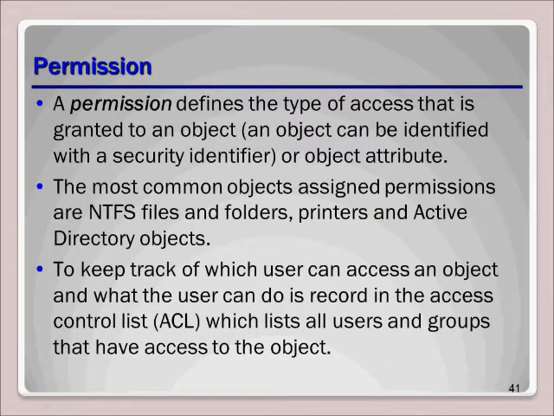A permission defines the type of access that is granted to an object. An object can be identified with a security identifier or object attribute. The most common objects assigned permissions are NTFS files and folders, printers, and Active Directory objects. To keep track of which user can access an object and what the user can do, this is recorded in the Access Control List, or the ACL, which lists all users and groups that have access to an object.